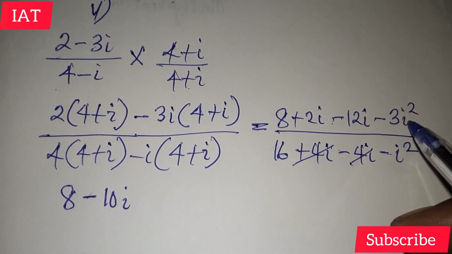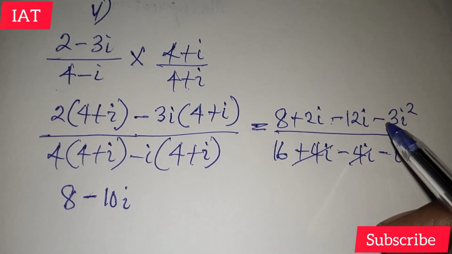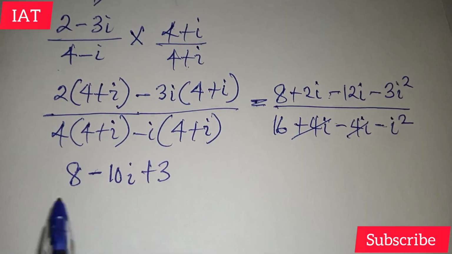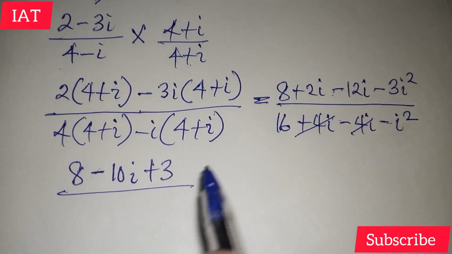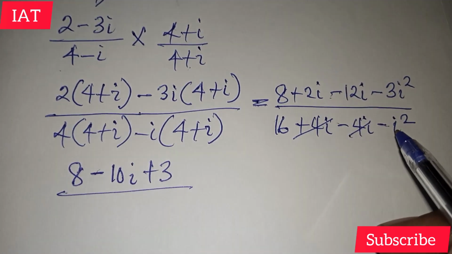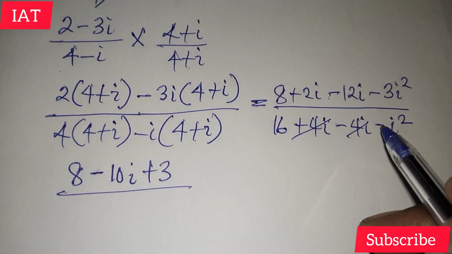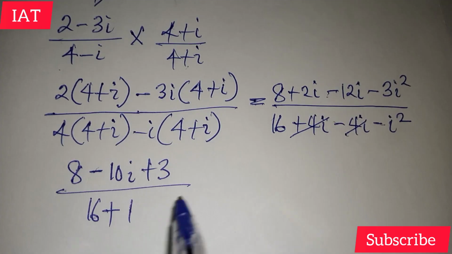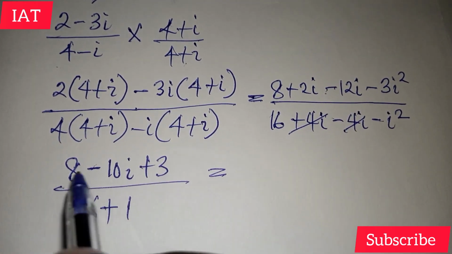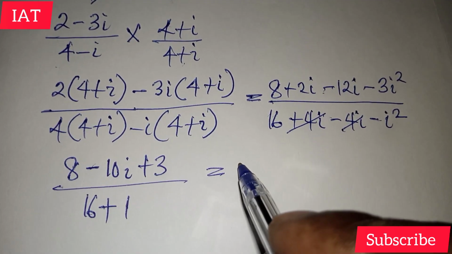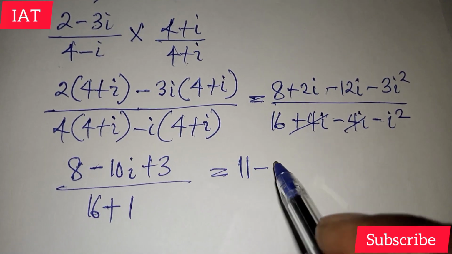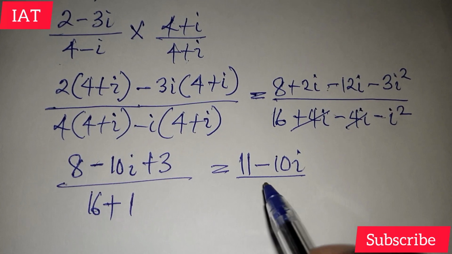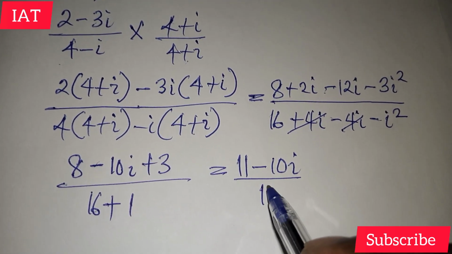And keep in mind that i squared is minus 1. Minus 1 times minus 3 will be plus 3. Right? So we have the denominator, this is i squared, which is minus 1, times this one will give 16 plus 1. And then here we have 8 plus 3, that will give 11 minus 10i, all over 16 plus 1 will give us 17.